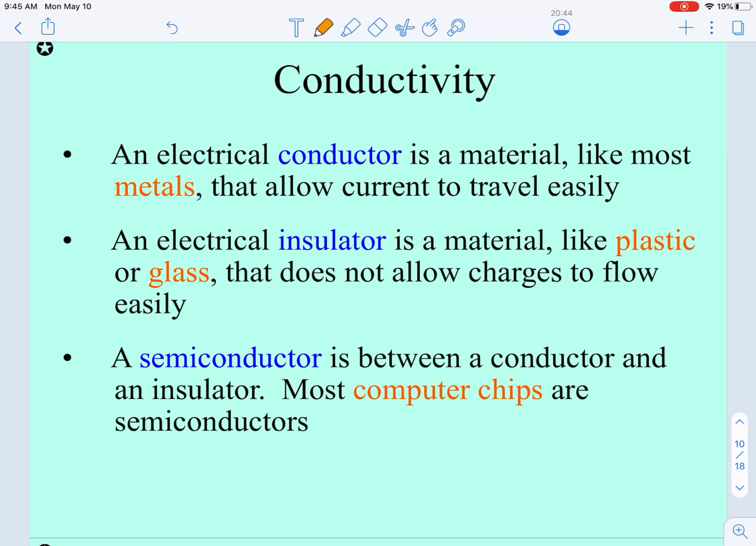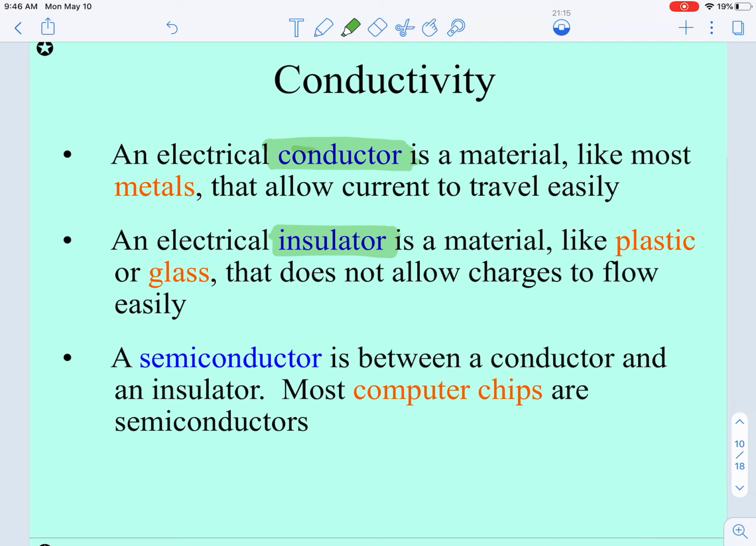Now, we have materials that are really good at transferring electrical current and others that are not so good. And so that is going to be the difference between a conductor and an insulator. Hopefully you've heard these words before. A conductor is any type of material that is going to allow those electrons to flow really easily. So they are good at transferring electrical current. So metals are our most common examples of conductors.